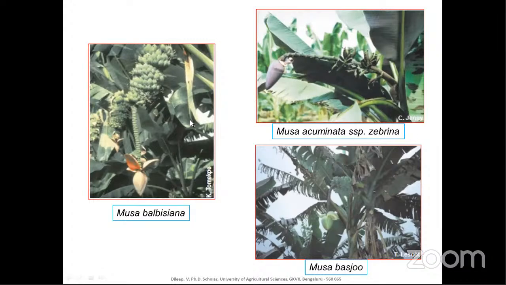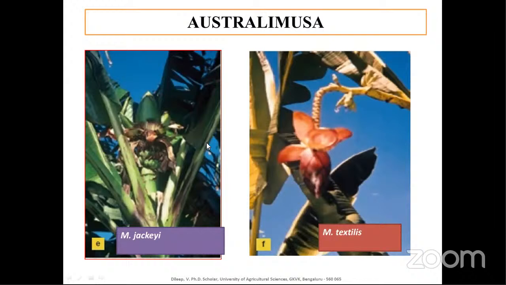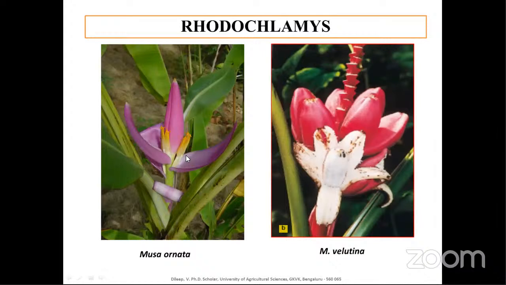So these are the ones for Australimusa. You know, Australimusa bears the fiber yielding types and also ornamental types. So this bell is almost red shaped. Musa jackeyi and Musa textilis. Rhodochlamys is also one of the ornamental species, Musa ornata and Musa velutina.